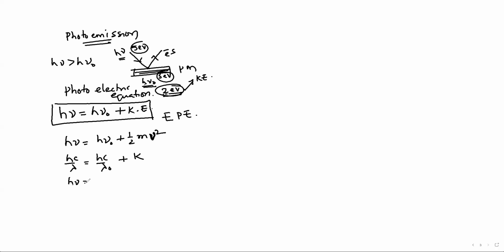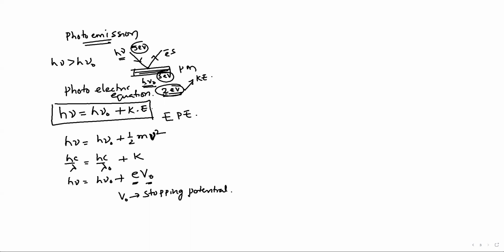And h nu equals h nu naught plus the kinetic energy of electrons can also be written as eV naught, where e is the charge and V naught is the stopping potential. What is the meaning of the stopping potential? We will discuss it later. These are the different forms of the Einstein photoelectric equation. And this equation is verified with some experiments. Lenard did some experiments to verify this.